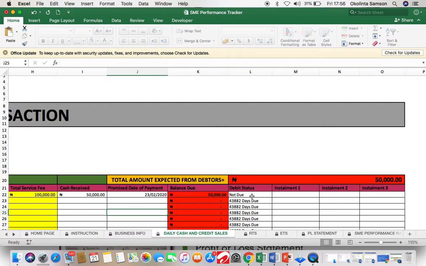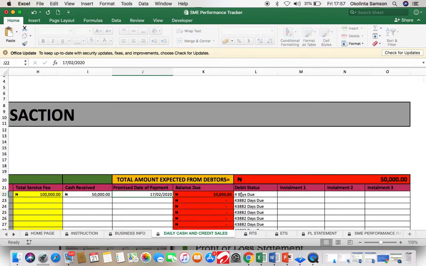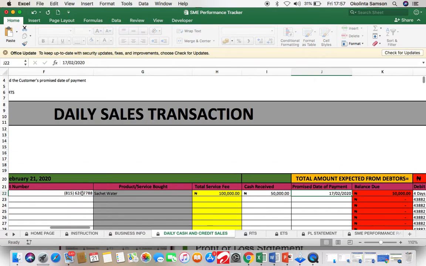So this actually helps you also track your debtors. It tells you the time to call your debtors. So let's say I promised to make payment on the 17th. I'm just giving an example. On the 17th, you see this will show that this is 4 days due. So all you need to do is come in here, look for my number, and make calls and ask me to pay back my money and all of that.